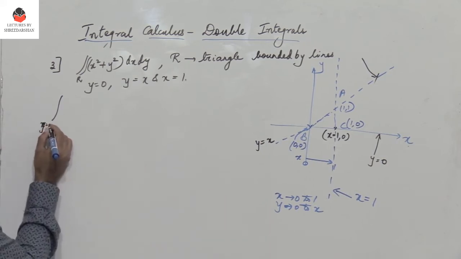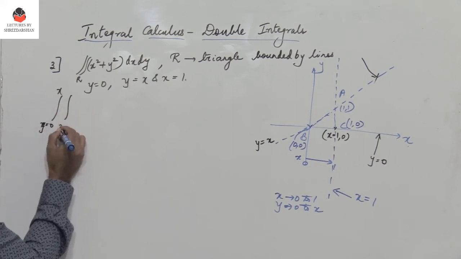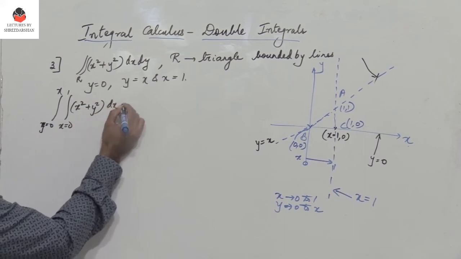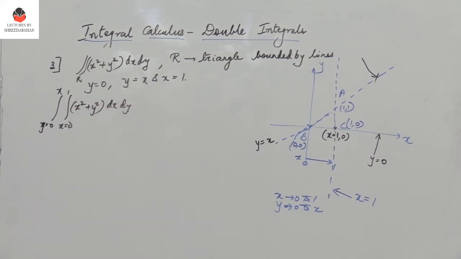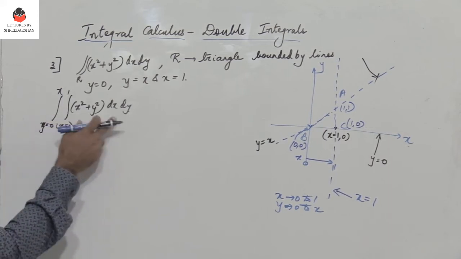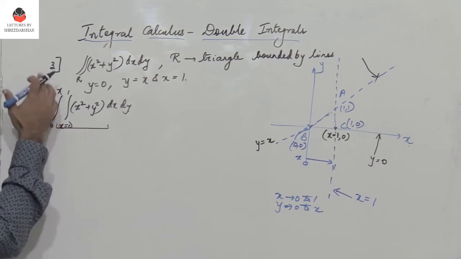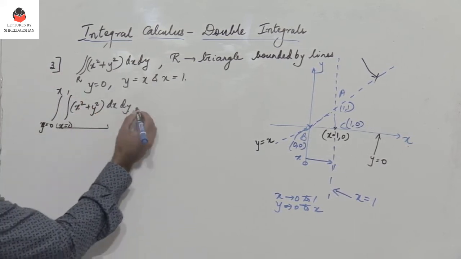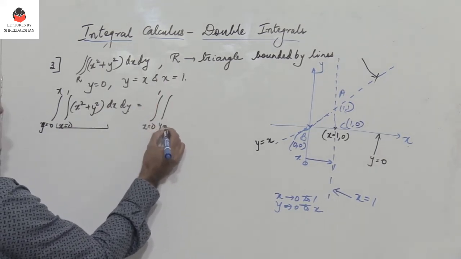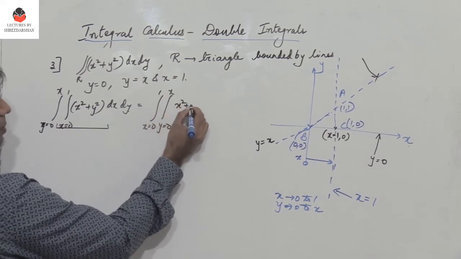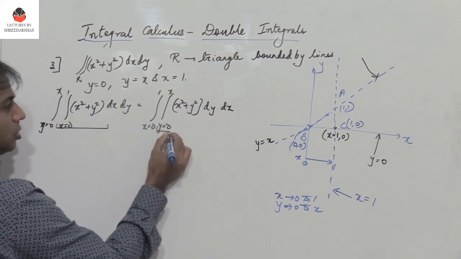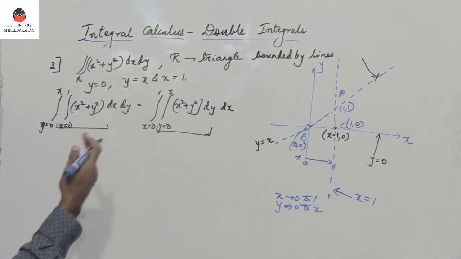So y varies from 0 to x, whereas x varies from 0 to 1, x square plus y square dx dy. Now observe here, y varies from 0 to x. So if I first integrate x and then if I integrate this term by y, I will have x remaining. So now let me interchange them. So I have integral x varying from 0 to 1, y varying from 0 to x, x square plus y square dy dx. So now I integrate this term with respect to y, treating x as a constant.